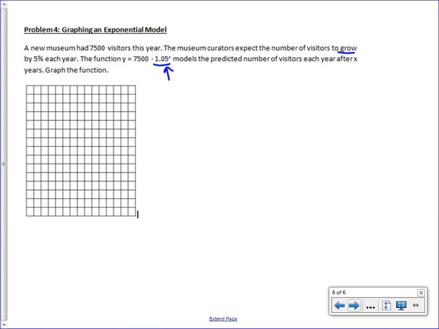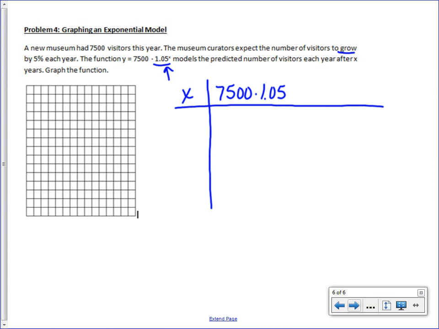And we're going to take several values and we'll set up our table very similarly to the way that we did on the previous problem. So we'll take 7,500 times 1.05 and we will raise that to the x power, whatever we choose for our x. And then that will give us our y. And I may need a bigger column than that. I don't think that we really need to write the x, y because we have a column for each one of those. So I'm going to leave that column off.